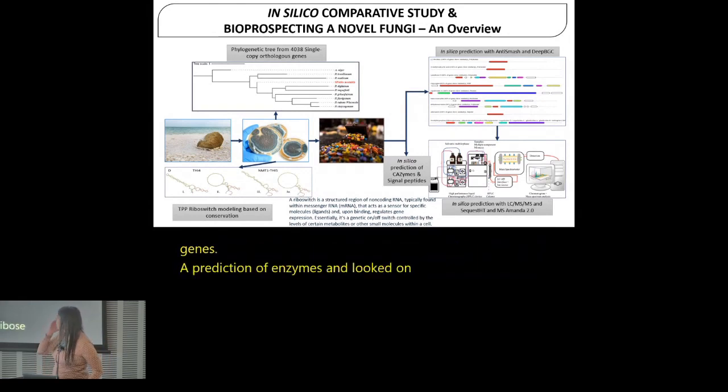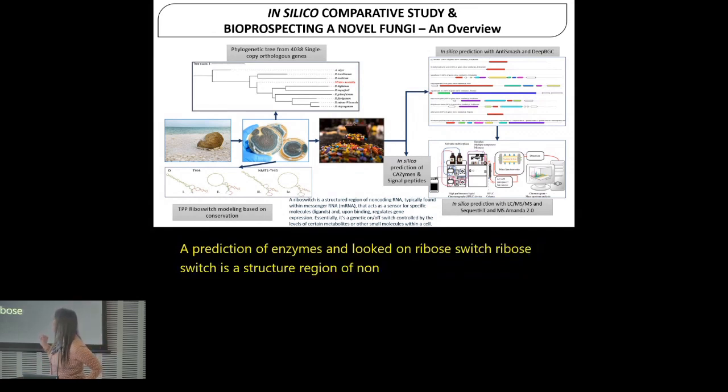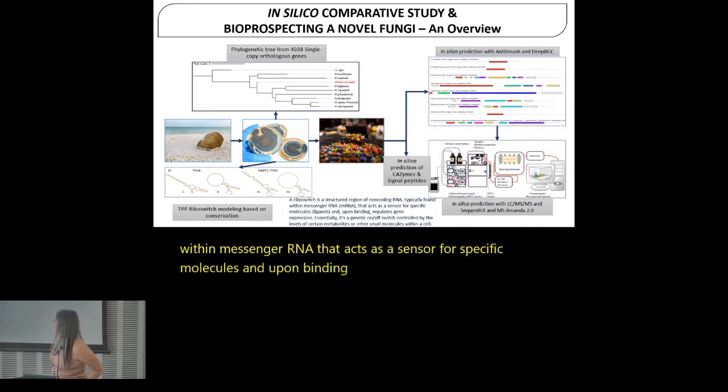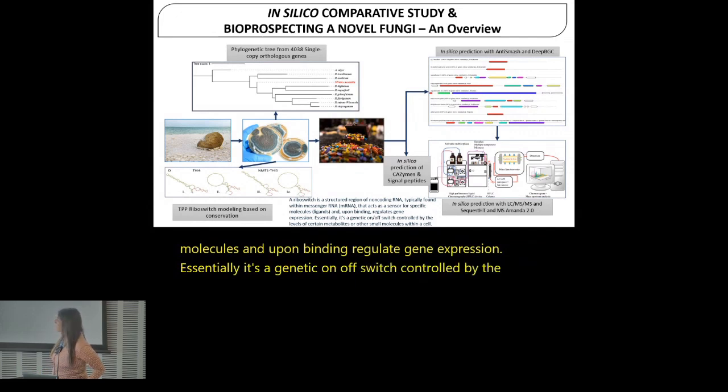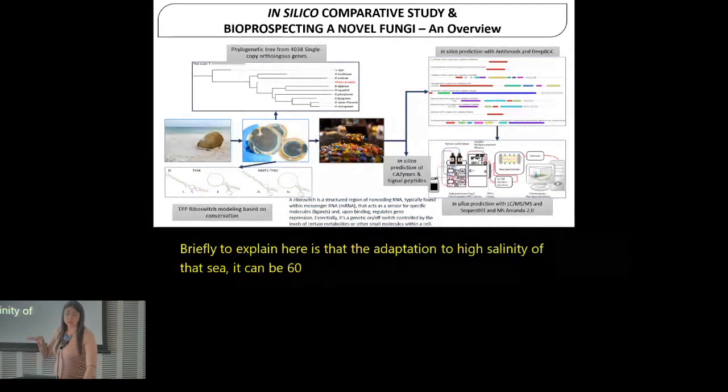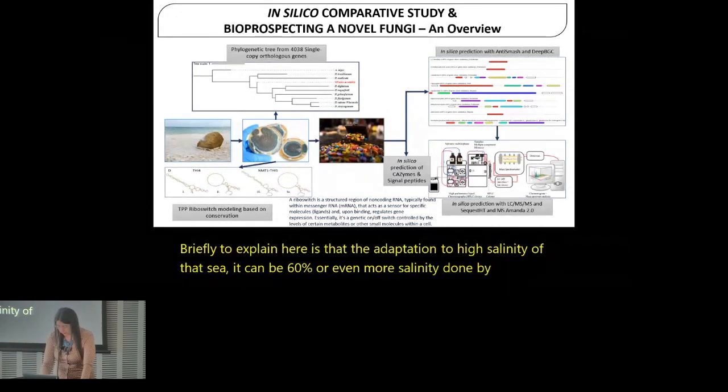A riboswitch is a structured region of non-coding RNA, typically found within messenger RNA, that acts as a sensor for specific molecules and, upon binding, regulates gene expression. Essentially, it's a genetic on-off switch controlled by the level of certain metabolites or other small molecules within the cell. What I would like to explain briefly is that the adaptation to the high salinity of the Dead Sea, which can be 60% or even more, may be done by a riboswitch in this organism.